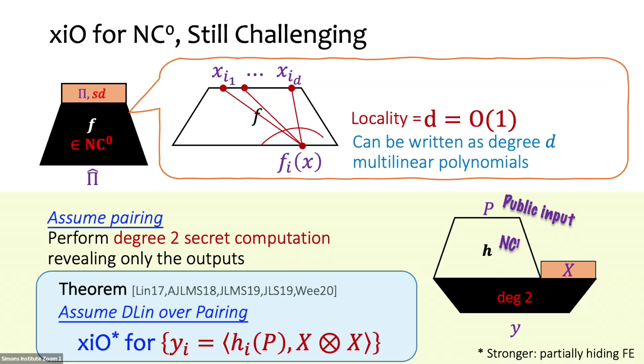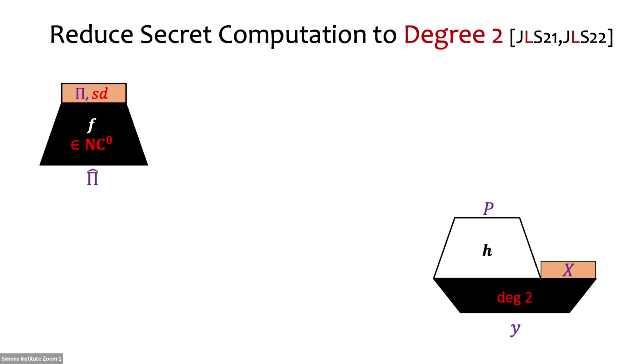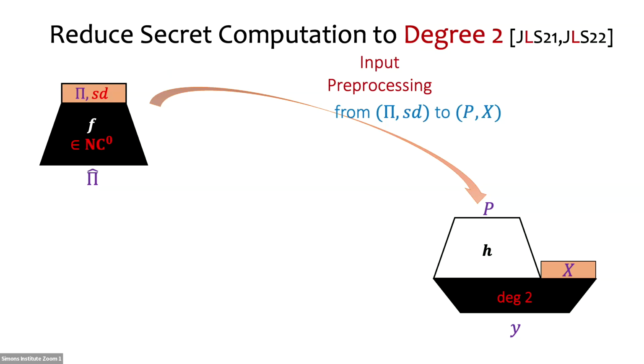Nevertheless, this extends the computation quite a bit, but it doesn't address the fundamental gap: the secret computation I want to perform has constant degree, but here we can only afford degree 2. So once again, we're going to rely on transforming the computation itself. We would like to transform the computation from this format to this format.